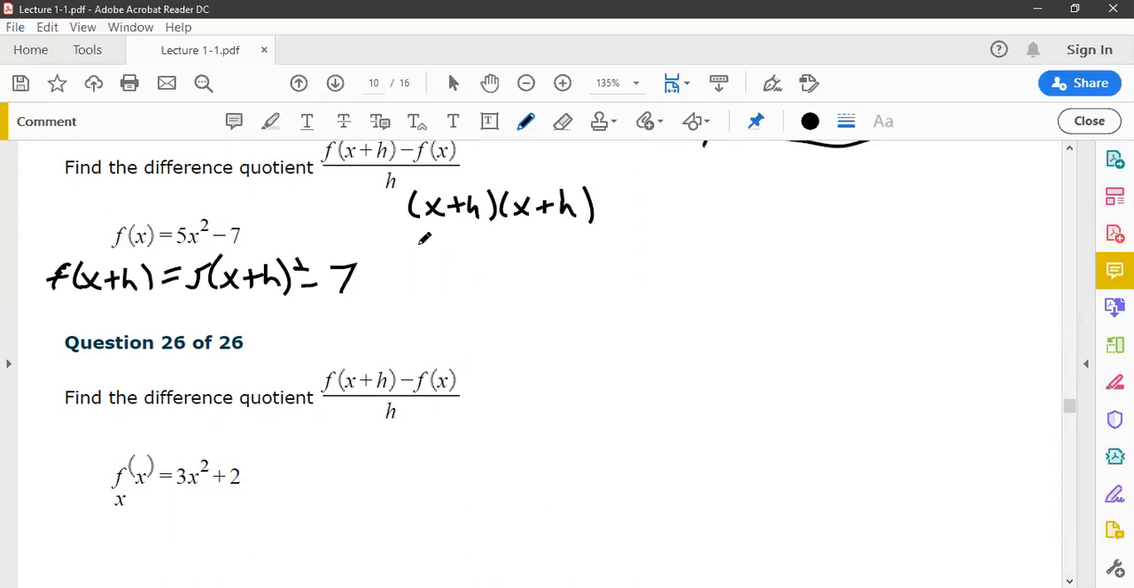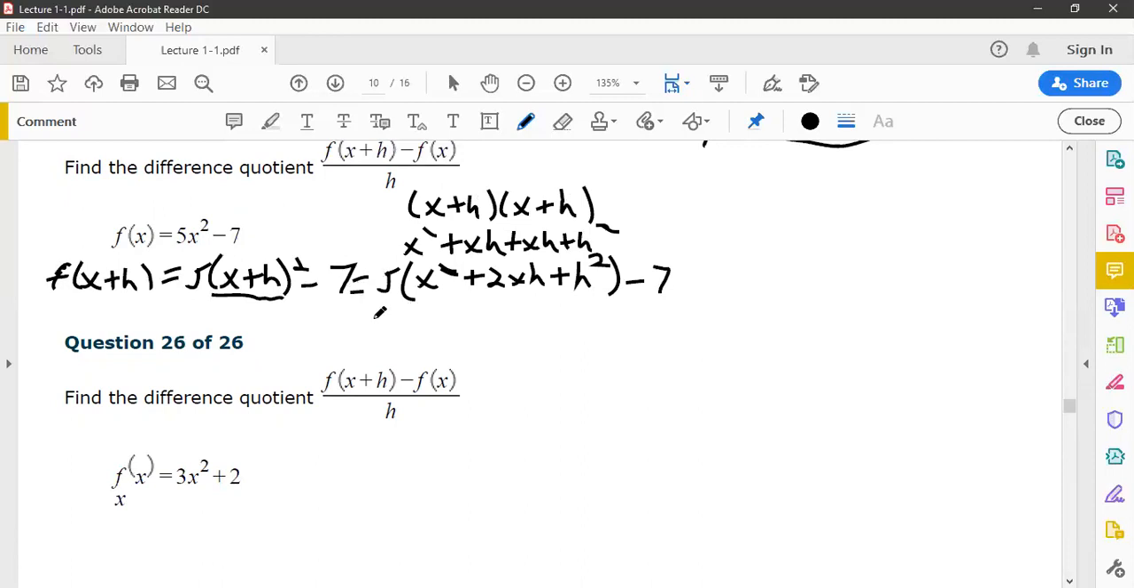To multiply this out, that becomes x squared plus xh plus xh plus h squared. So that becomes x squared plus 2xh plus h squared. So that's just for this part. Now we're going to have to multiply it by 5 and subtract the 7 from it.